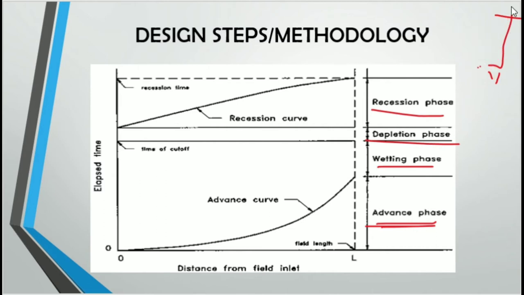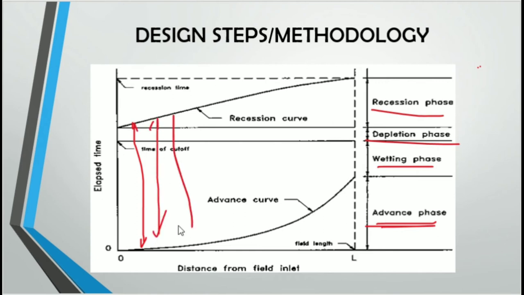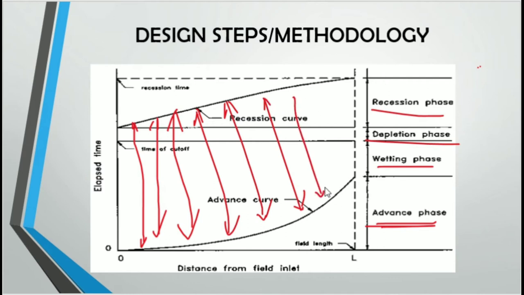So what is the use of this graph? Here, in the middle of this graph, we can see the time required for the water to infiltrate into the soil, or for the water to reach the root zone of the crop. This is what we call the opportunity time, this part.